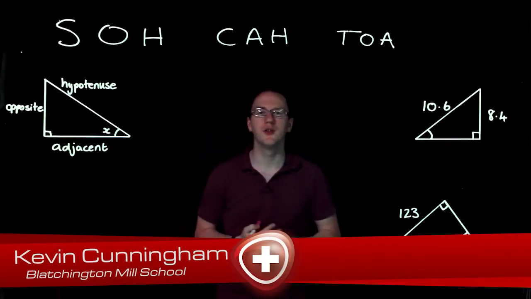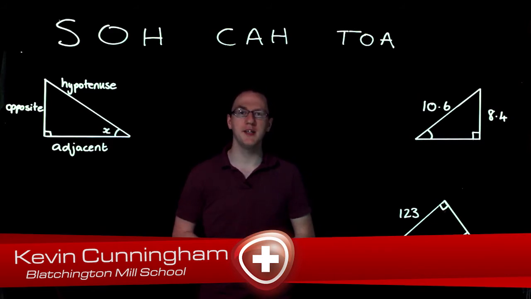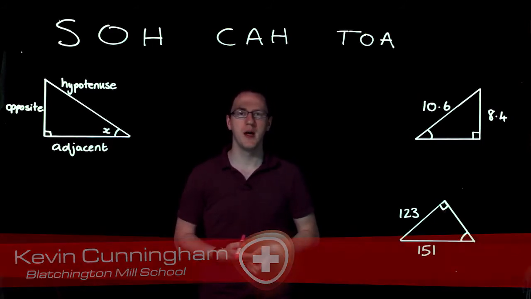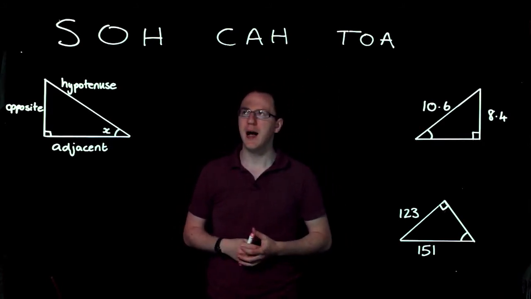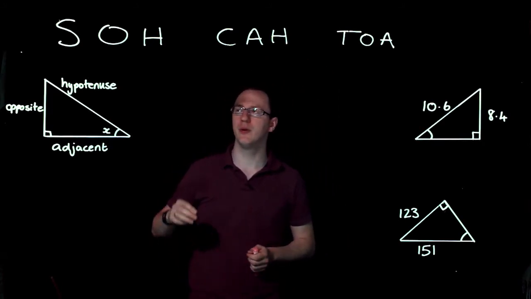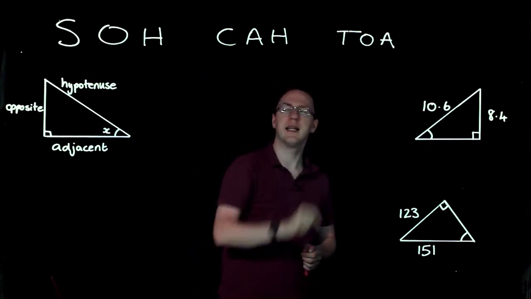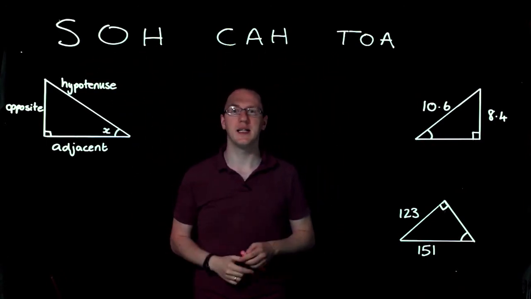We're going to use our trigonometric ratios to be able to find some angles that we don't know. And we're going to use this acronym to help us out, SOHCAHTOA, and they're relating to our three trigonometric ratios, sine, cosine and tangent, and the sides of the triangle.